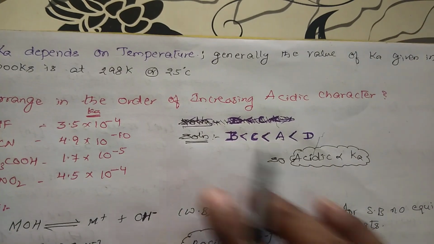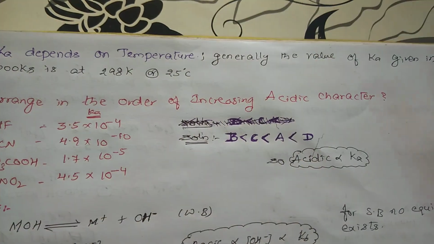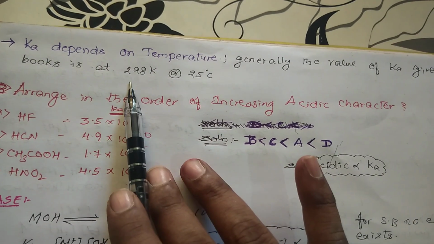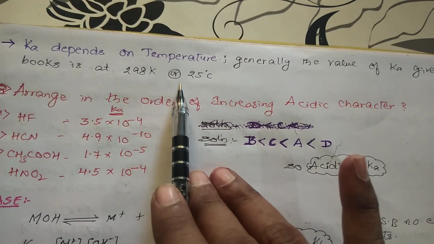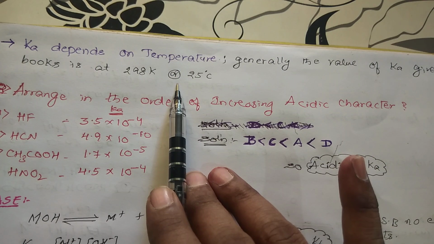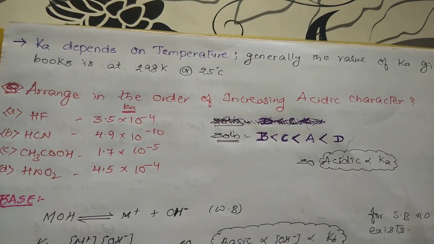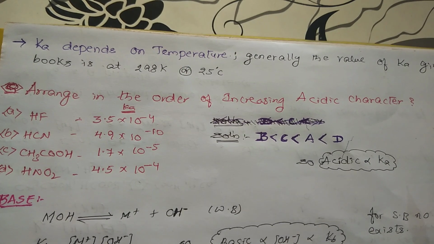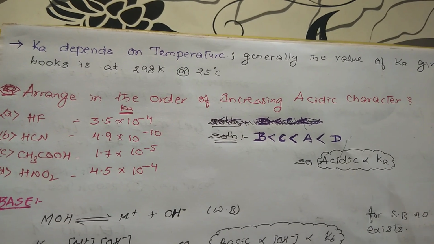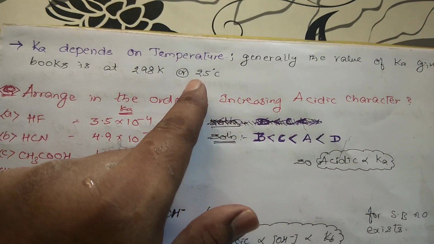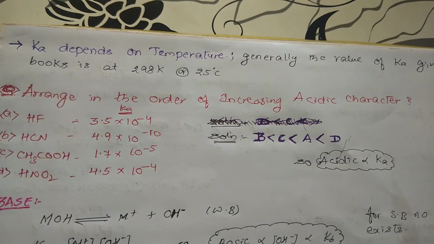Ka depends on temperature. Generally the value of Ka given in books is given at a temperature of 298 Kelvin or 25 degrees centigrade. If you change the temperature, the Ka value will change. So this is the normal thing. If they don't mention anything, you should take it as done at 25 degrees centigrade.